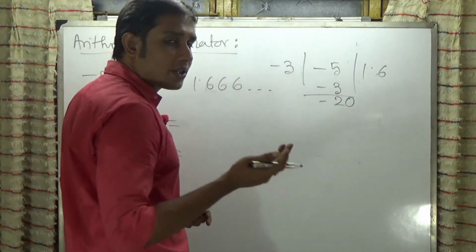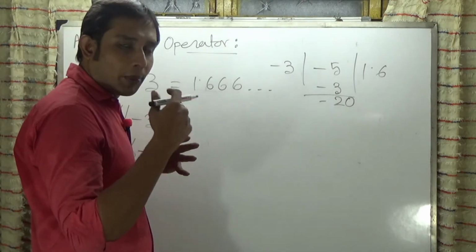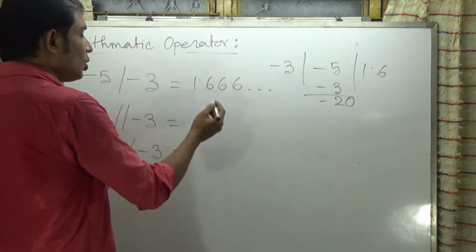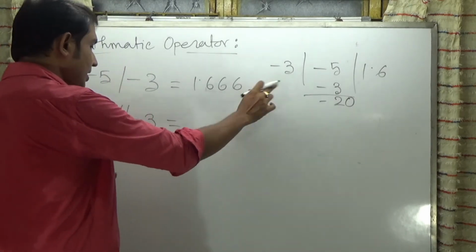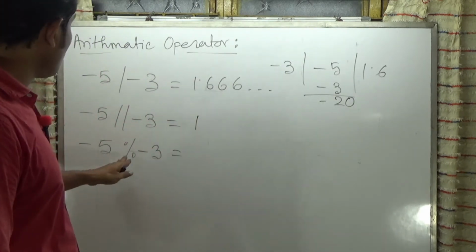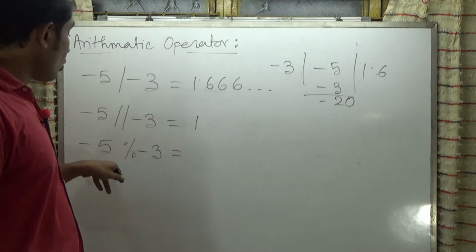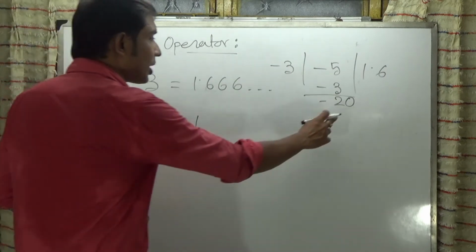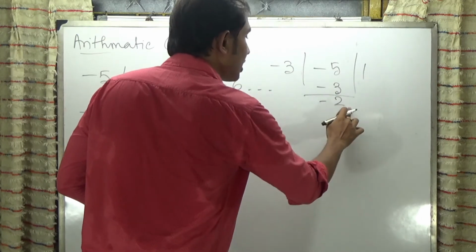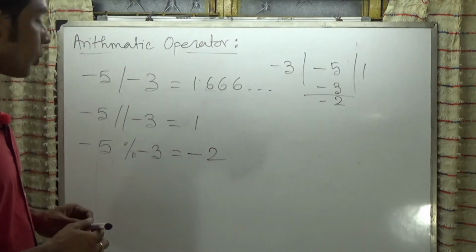But in the case of floor division, it always returns the whole number portion, and the fractional part is omitted from the quotient value. So the result is 1.66666, the fractional portion 6666 is omitted, and the result will be only 1. And if I do the same thing using the modulo division operator, the result, as you can see, is minus 2. So the result for this modulo division operation is minus 2.